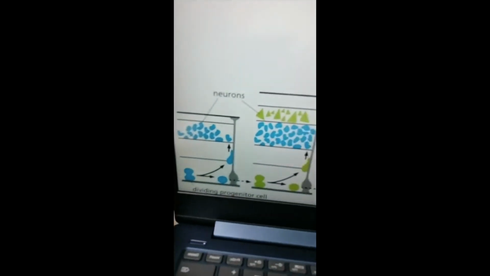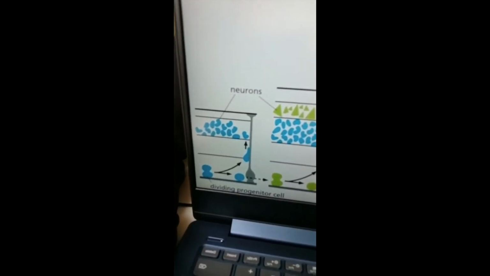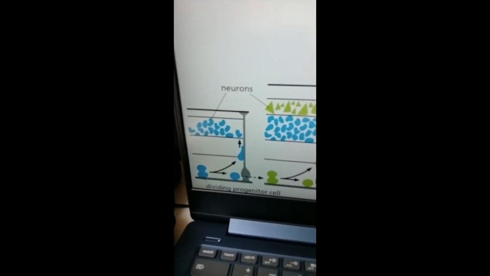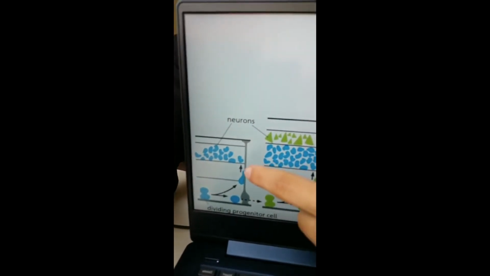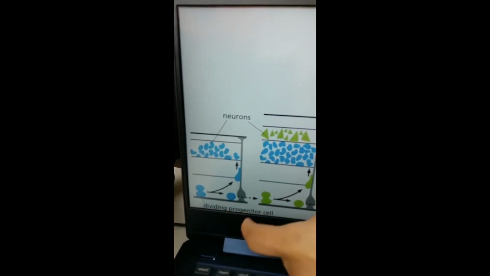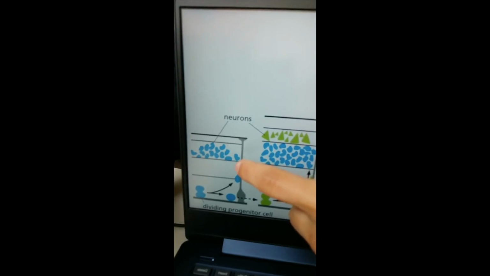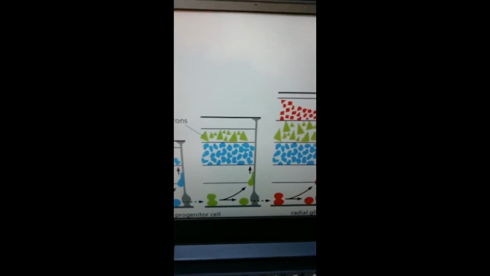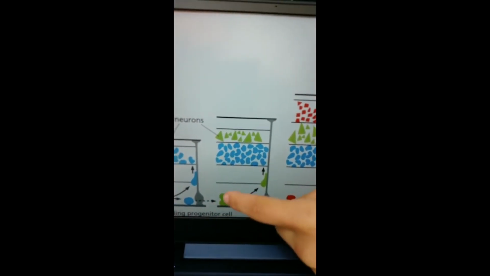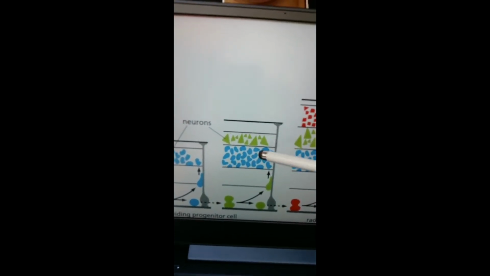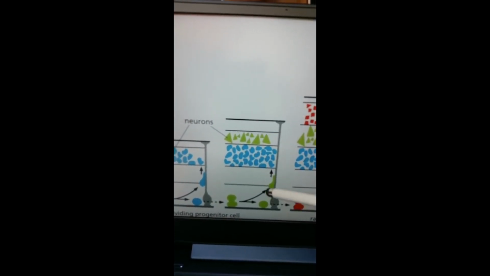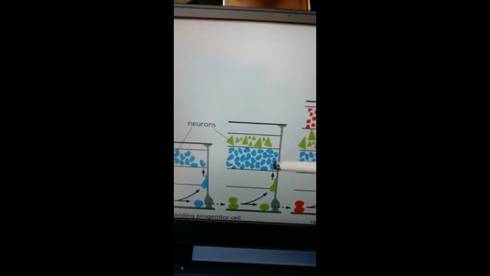So here we can see that in the beginning, we've got those dividing progenitor cells, and they will migrate upwards and form neurons in layer 1. So this is layer 1. They divide, crawl up, and form layer 1. But then another progenitor cell will divide, and then crawl up above that first layer. These cells are also neurons, but they are the next layer of neurons in the cerebral cortex.